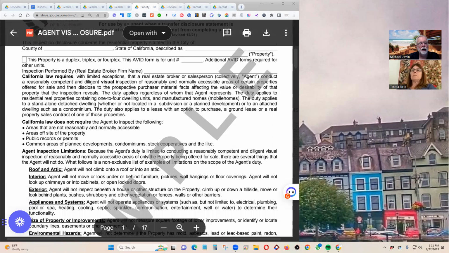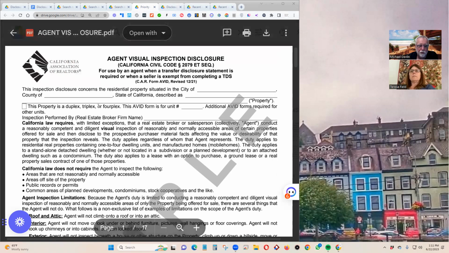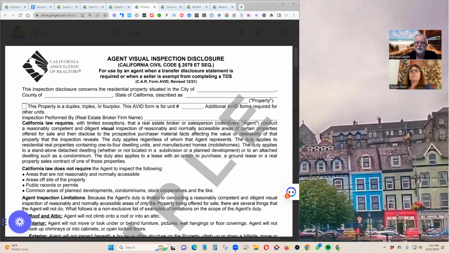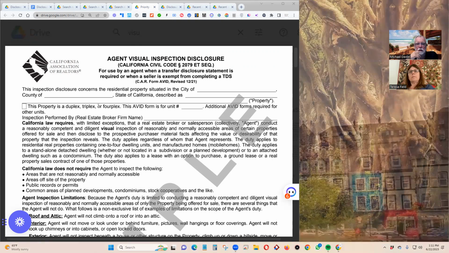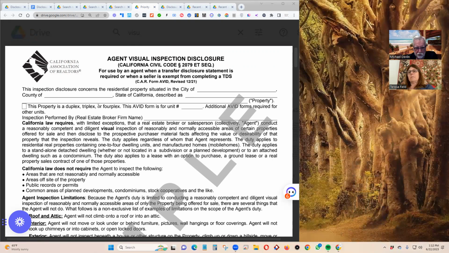Inspection performed by. So this form, a lot of times agents have difficulty filling it out. Right, this is required by Civil Code Section 2079. The actual form is not required, but the fact that you have to go through the process is required. And most large brokers, EXP included, require the form rather than you just writing down nothing noted. So 4 units, 4 AVIDs, 1 for each unit, you get the idea.